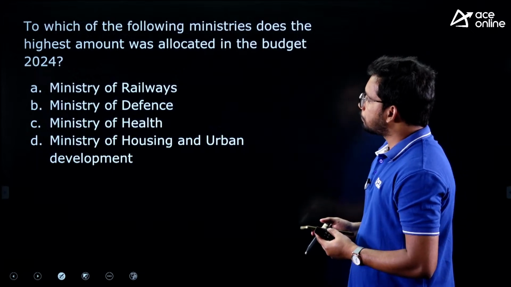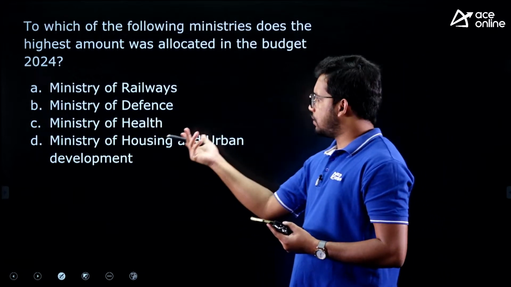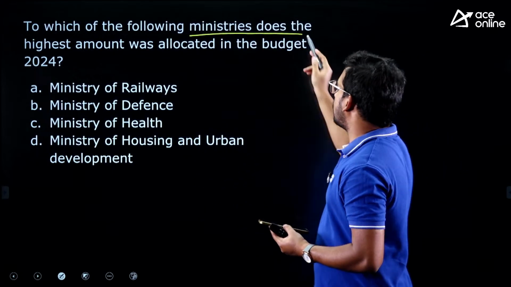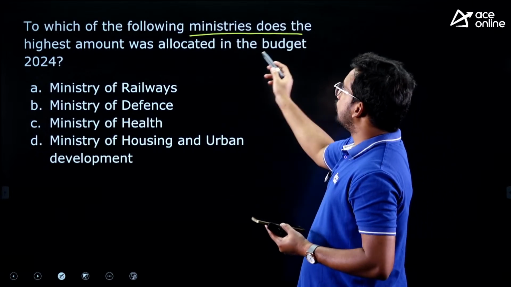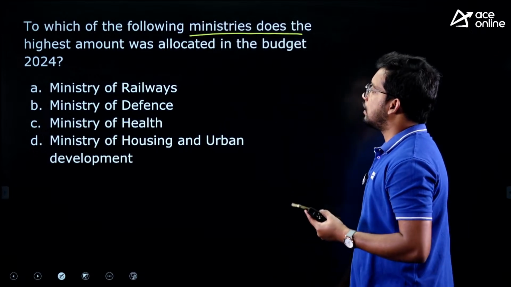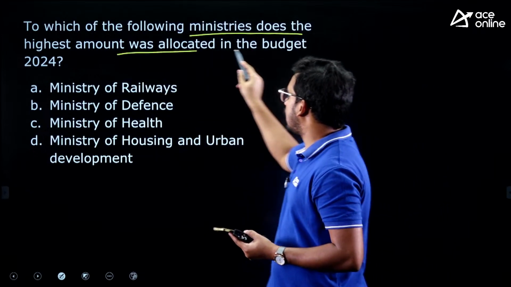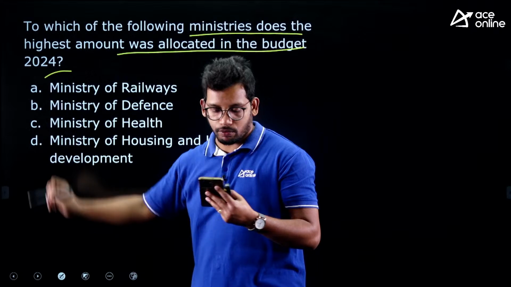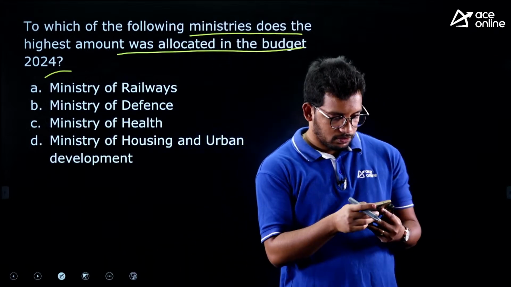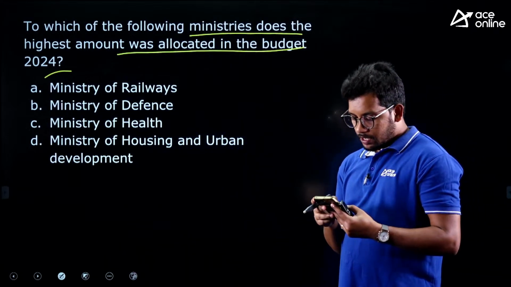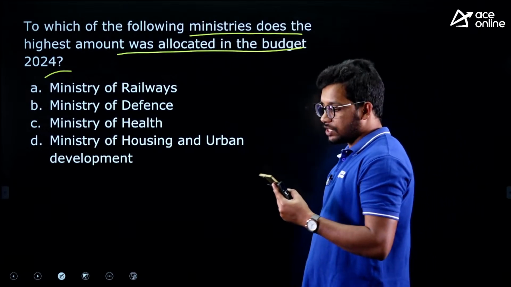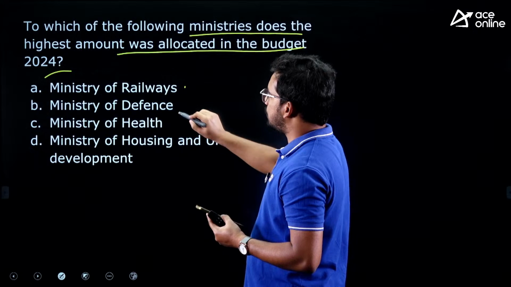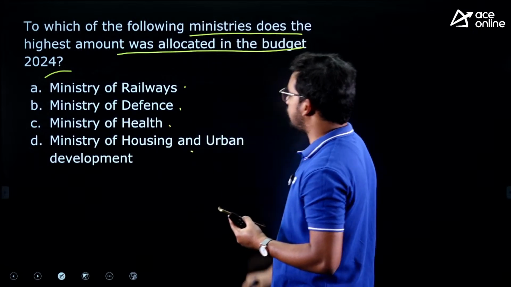Next question, one more budget question, this year's budget. To which of the following ministries was the highest amount allocated in the budget 2024? Does anyone have an idea to which ministry the highest budget was allocated? Is it Ministry of Railways, Ministry of Defence, Ministry of Health or Ministry of Housing and Urban Affairs?